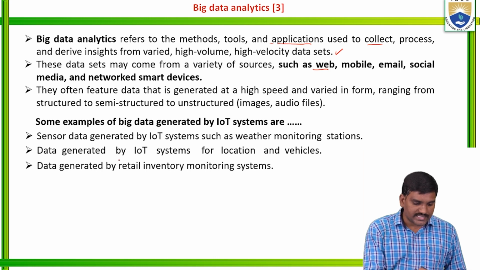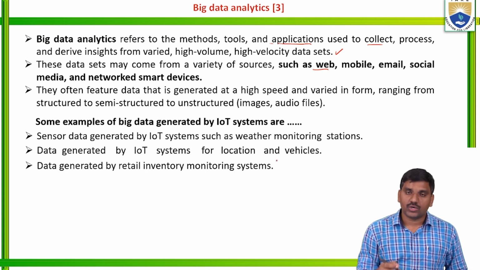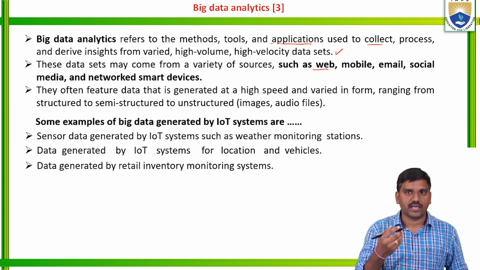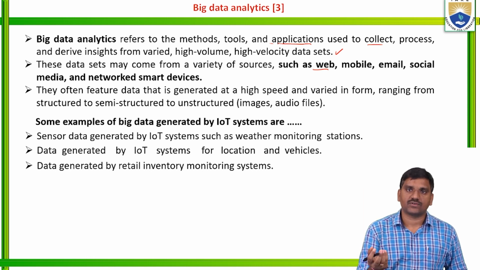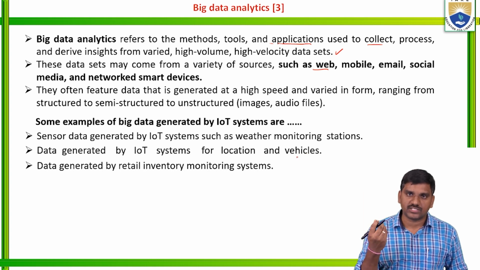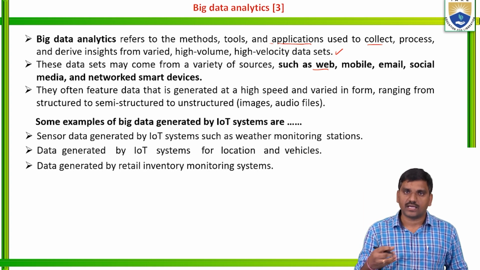Next is data generated by IoT systems for location and vehicles. It depends on the particular location, whether networked or unnetworked. The data can be collected from the IoT devices. Next, what about vehicles? Either a constant speed vehicle, a moving vehicle or a fast moving vehicle, whatever it may be, some amount of data can be collected.